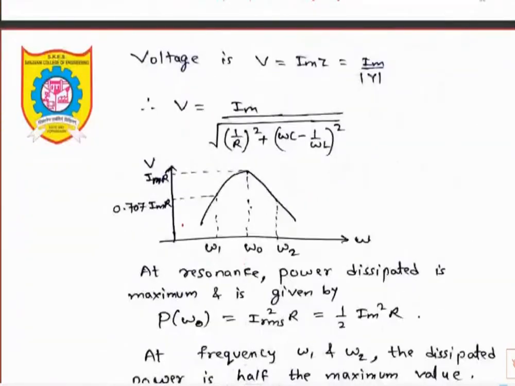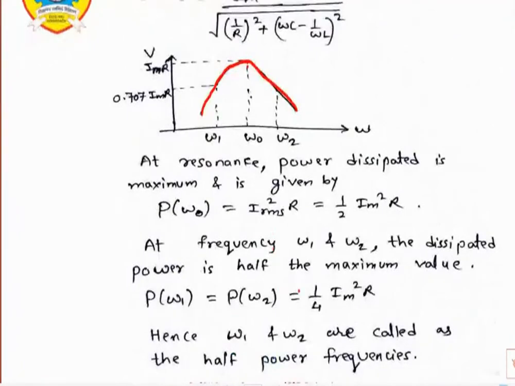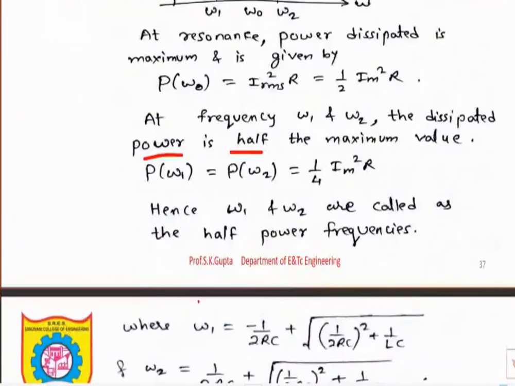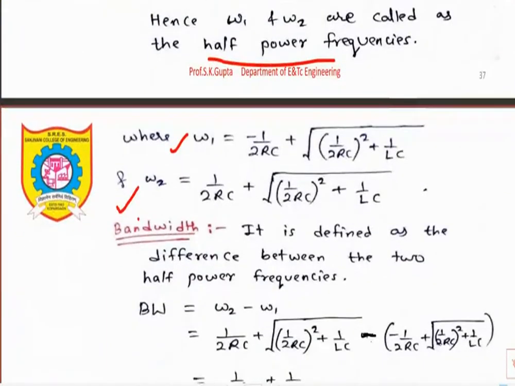Then next, we have plotted a graph of voltage versus frequency. At resonant frequency, the voltage is having maximum value, and because of that, at resonance, power dissipation is also maximum. Then we have seen two more frequencies, omega 1 and omega 2, at which the power is half of its maximum value, and these are called half power frequencies. This is the expression for omega 1, and this one is the expression for omega 2.